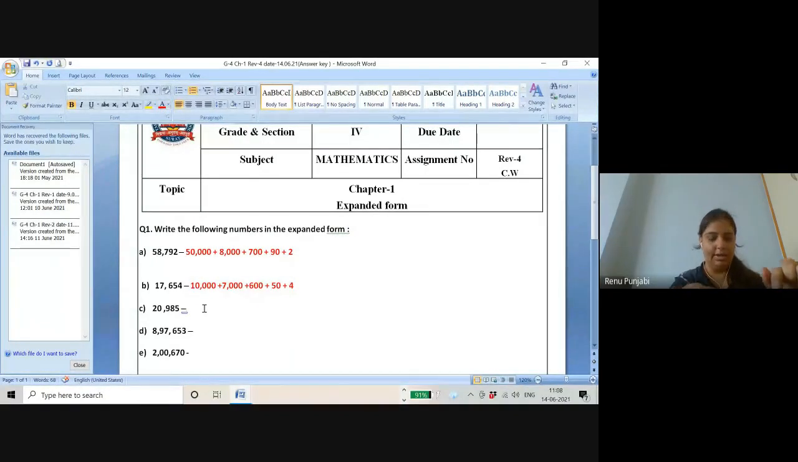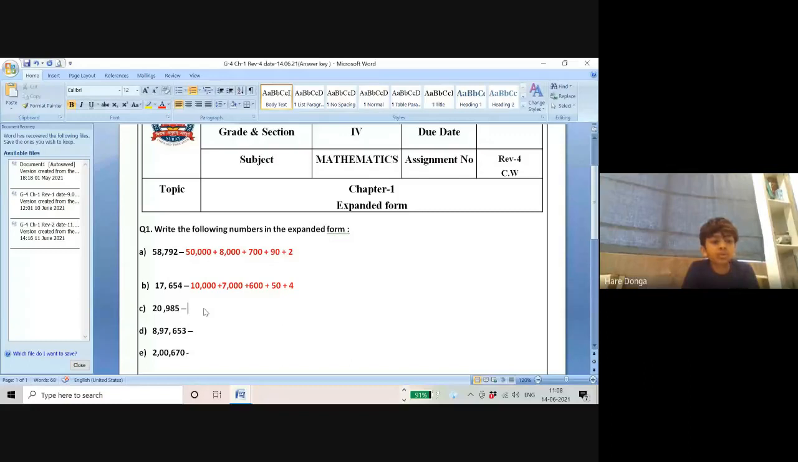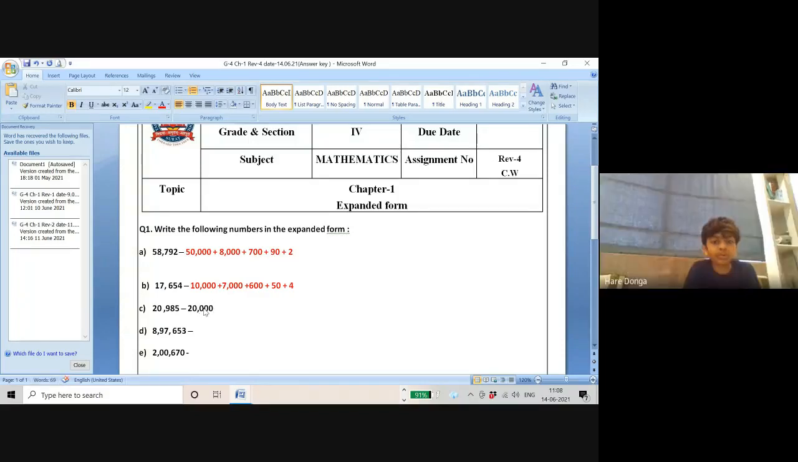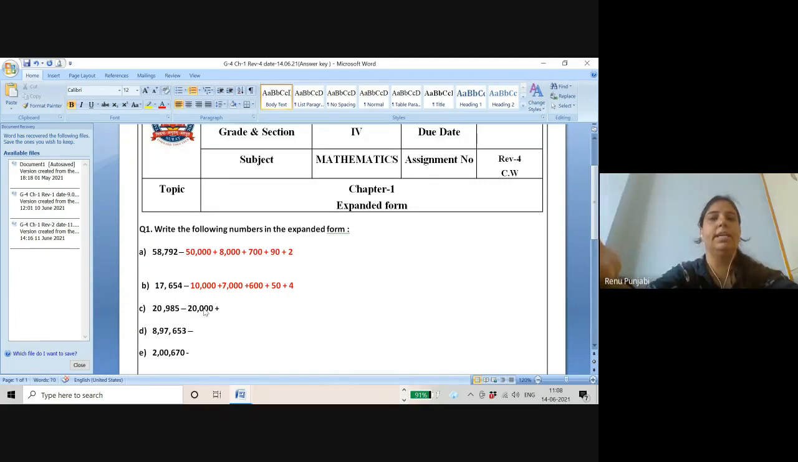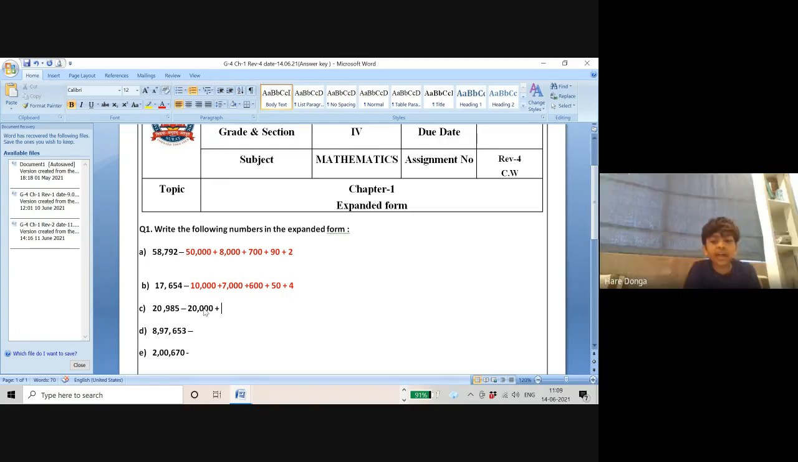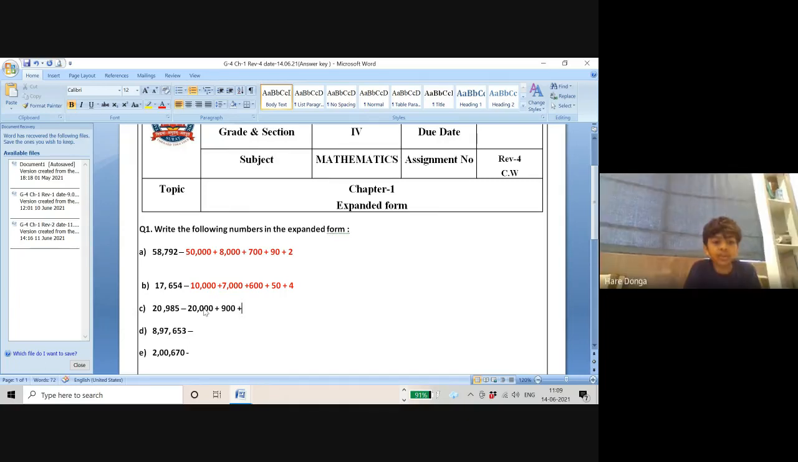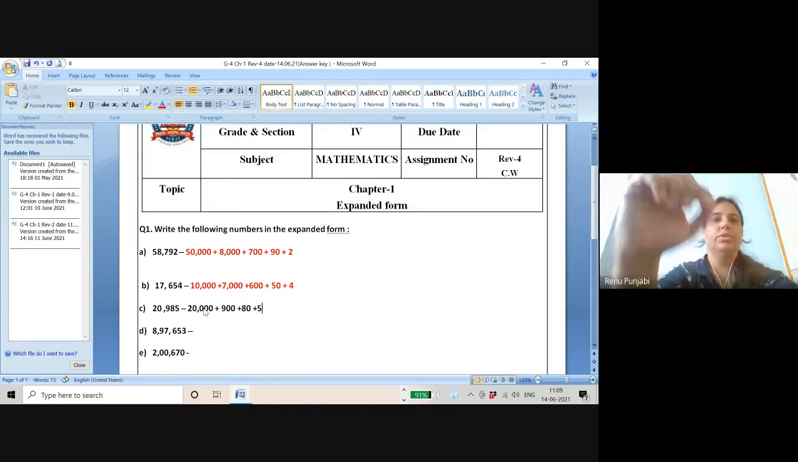Next answer, Hare. Give me the answer of this one. 20,000. Which sign will come now? Plus, because we are expanding a number. The plus sign will come compulsorily. Next, 900. You have skipped the 0, right? There is no place for 0, so we can skip the 0. 900. Next, plus 80 plus 5. Good.